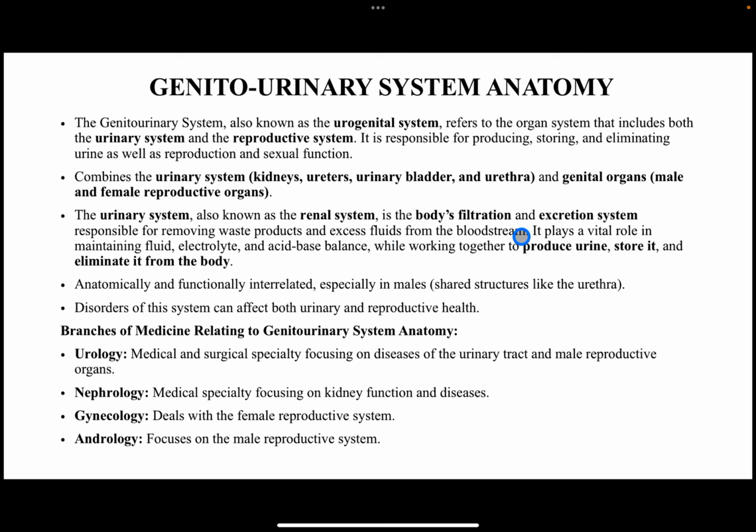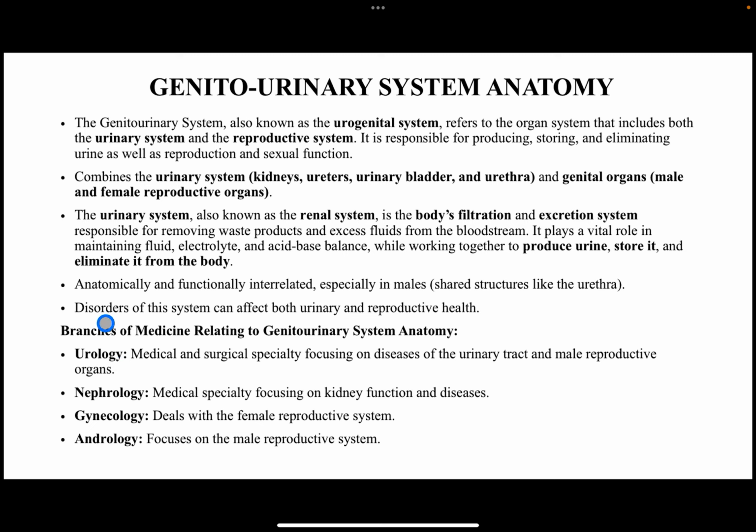This system is the body's filtration and excretion system, responsible for removing waste products and excess fluids from the bloodstream. It plays a vital role in maintaining fluid, electrolyte, and acid-base balance, whilst working together to produce urine, store urine, and eliminate it from the body. Now, anatomically and functionally, these two systems are interrelated, especially in the males, because organs like the urethra have both a reproductive and a urinary function. The urethra is a passageway for both semen and urine. That is why we have a combined system, the genitourinary system.